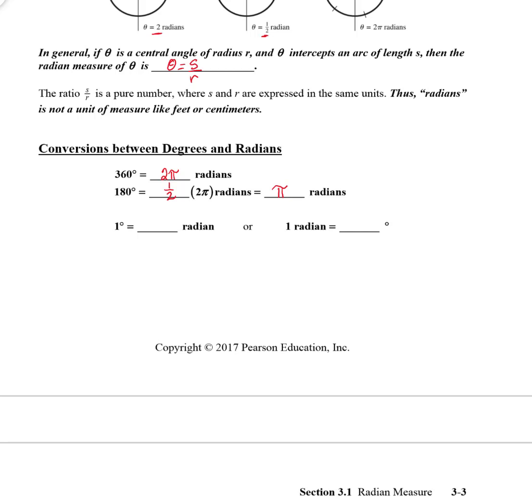So if 180 degrees is equal to pi radians, then we could say that 1 degree is just pi over 180. And then if we have 1 radian, that's the same thing as 180 degrees divided by pi. So just to make sure you understand that, for the first one here, 1 degree is equal to this. You're just dividing both of these by 180. And then for 1 radian, you're dividing both of these by pi.